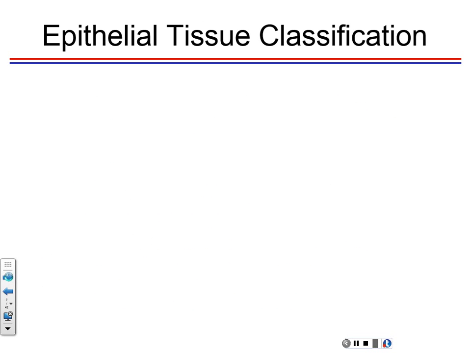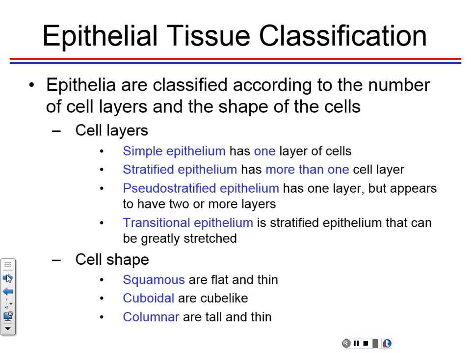All right. So, epithelial tissues. Moving on, and we're going to classify them according to what we have the most of. And in this case, we have a lot of cells. So we're going to talk about the number of cell layers they have. We're going to talk about the cell shape. We're going to classify them according to that.